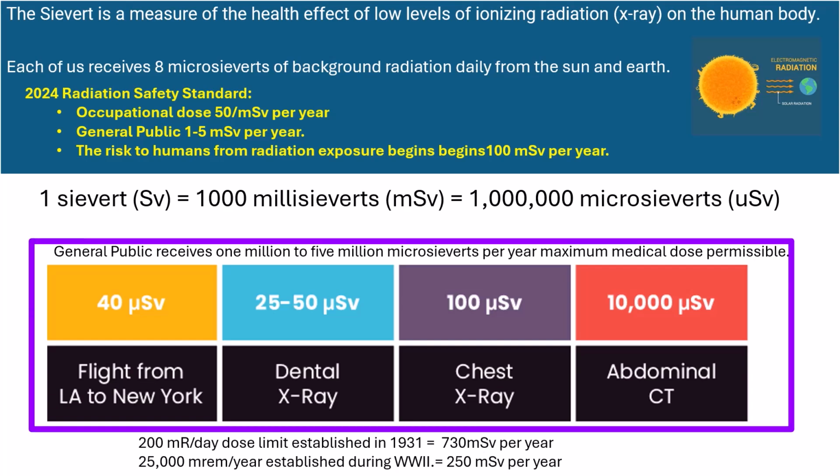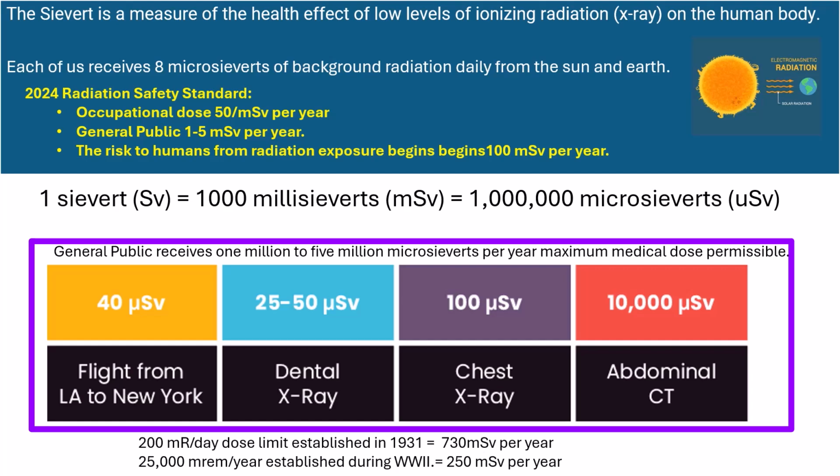Now let's take a look at mechanical structures. If we were to fly in an airplane from LA to New York, we would receive more radiation dose than we would on the ground. We would receive about 40 microsieverts extra radiation dose. If we were to have a dental x-ray, that exposure would be increased to 25 to 50 microsieverts.